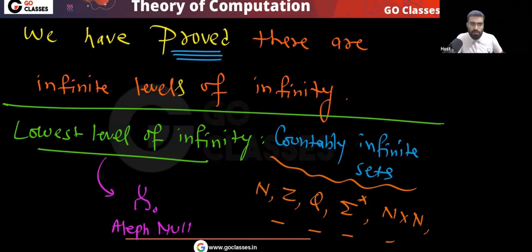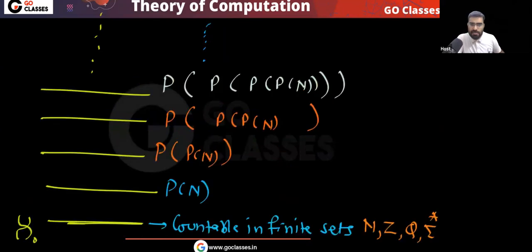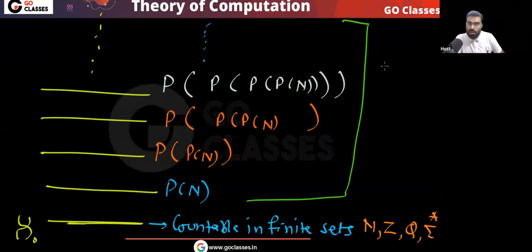This is the lowest level of infinity. Is this clear? And what about the remaining levels? What can you call them? All these remaining levels are called uncountable. All of them are uncountable. Is this clear? The remaining levels, all of them, are uncountable.